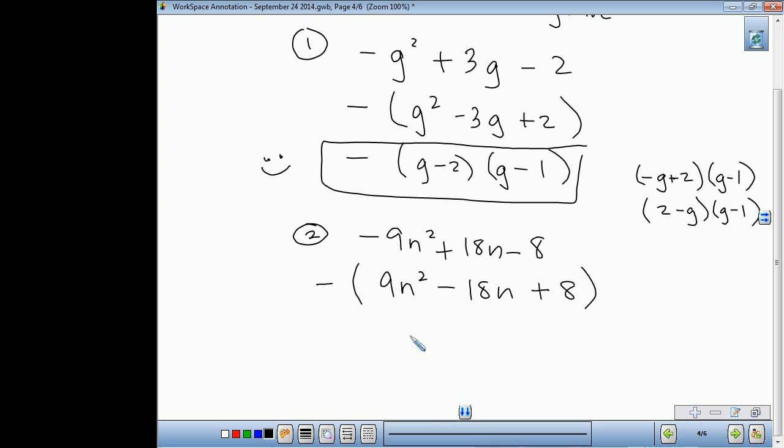Okay, so 9n squared is a perfect square, but 8 is not. So we've got to try trial and error. We know it's minus and minus because we're multiplying to get a positive and adding to get a negative. But we don't know anything else, because 9 can be 1 and 9 or 3 and 3, and 8 can be 1 and 8 or 2 and 4. So we've got to play around. You think it's 3 and 3, and 2 and 4? Yeah.